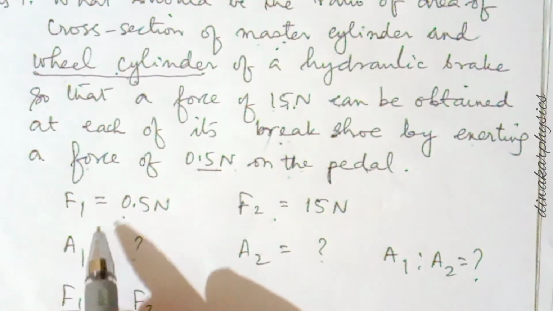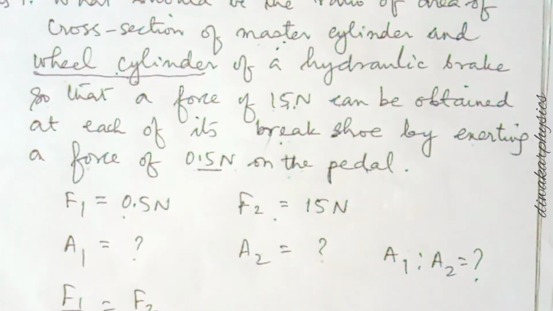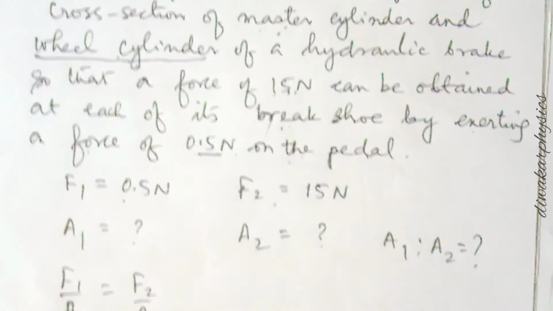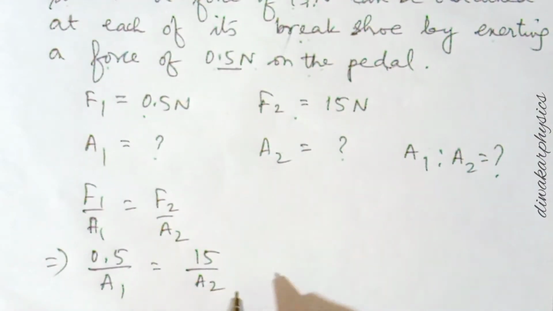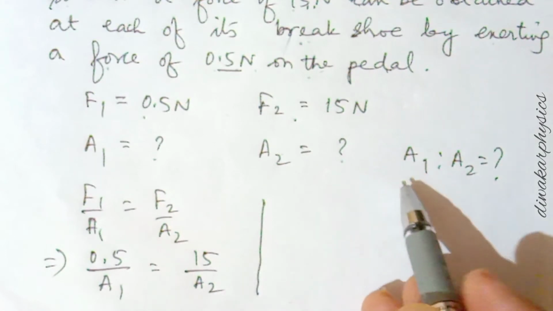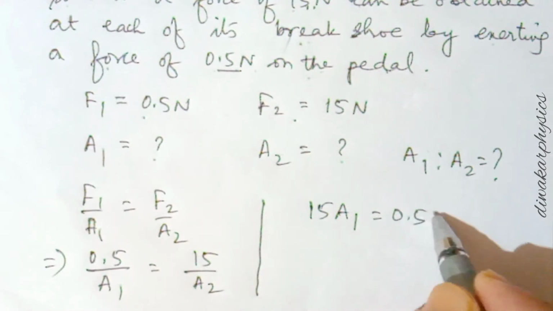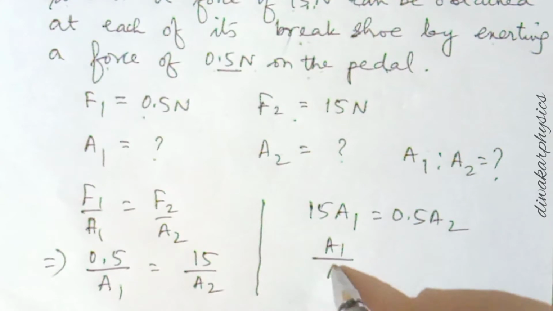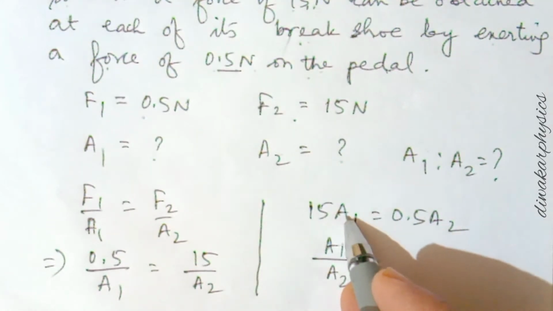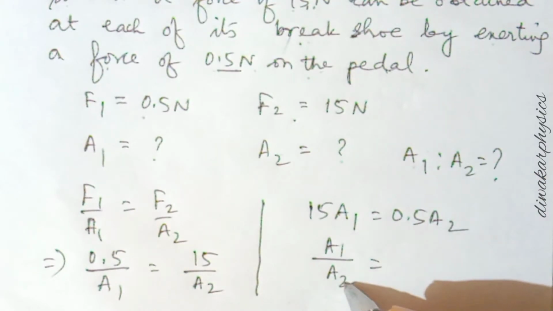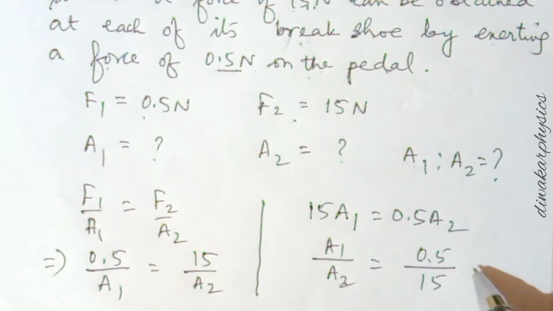Then put the values. 0.5 by A1 equals 15 by A2. Then cross multiply, and remember you have to find A1 by A2. Okay, then 15 A1 is equal to 0.5 A2, then A1 by A2. So I'll keep A1 here because I need A1 first. A2 I'll bring here, then 0.5 by 15. So 5 by 150. So A1 is to A2 is equal to 1:30. So this is the answer.